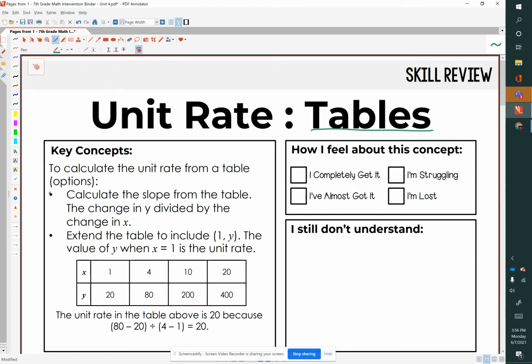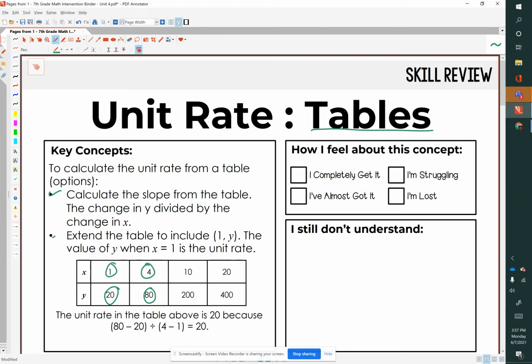So we can calculate the slope, which would be the change in y divided by the change in x, which means we will look at y minus y, with x minus x as the denominator. So we'll choose two, and I'll show you how that works in a minute.